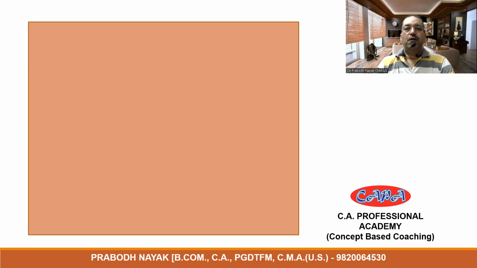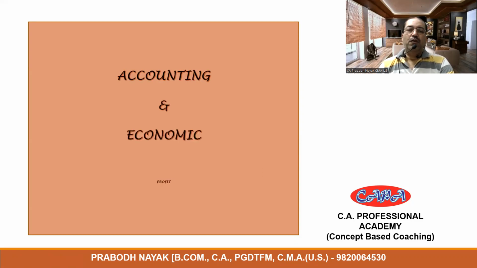So today we are going to discuss two small issues or two small concepts in CMA Part 2, Section A. It comes under special issues, and though it is a very simple and easy one, I'd like to go through because you never know. Questions can be asked in the examination based on this. So what we are going to do today is referred to as accounting and economic profit. Accounting profit and economic profit.